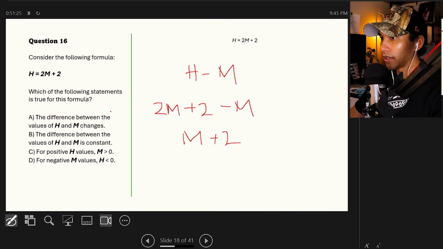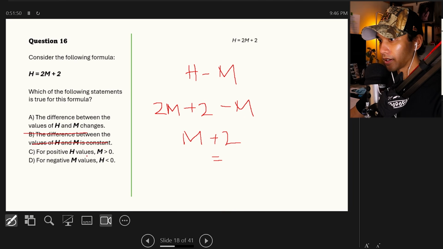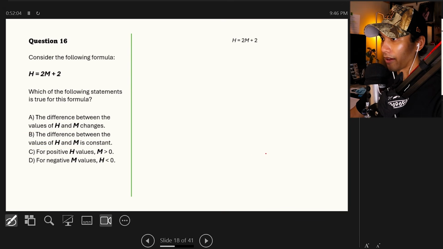So the difference between the value of h and m changes, yes, because if m changes right here, then h changes. It's not constant. It's not the same. We would have an equal sign if it was constant. So we could eliminate b. For positive values h, m is greater than 0. Yeah, man, I am not going to act like I know what I'm doing here. So let's see what we have.